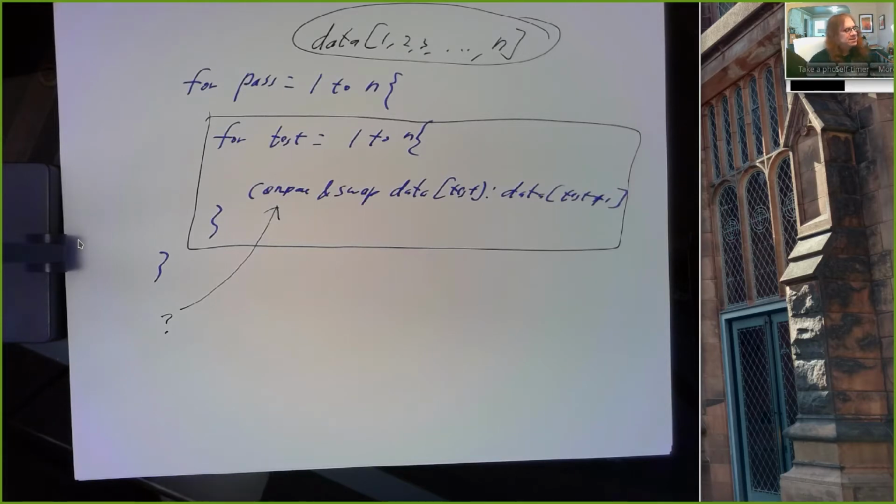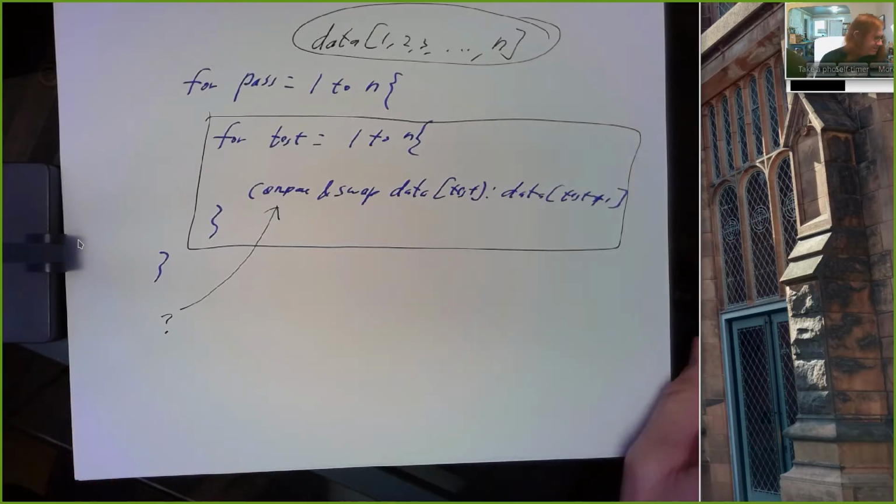It's not exactly n factorial. It's actually not as bad as n factorial, but it's worse than n minus 1. N squared. Okay, I like that one.